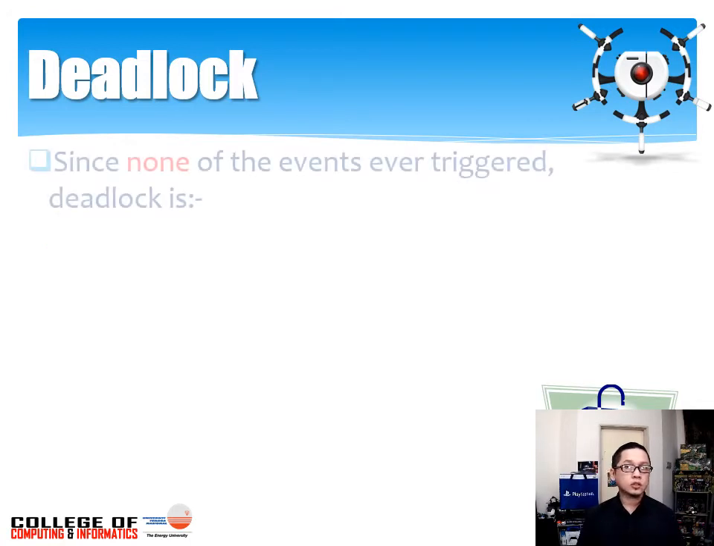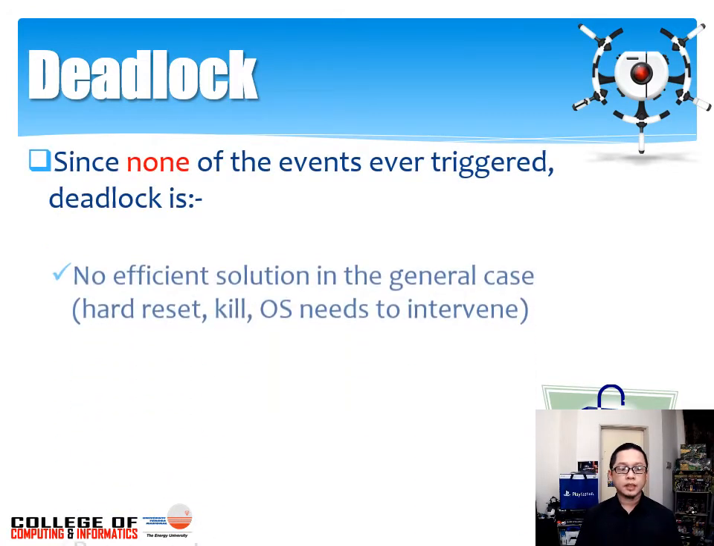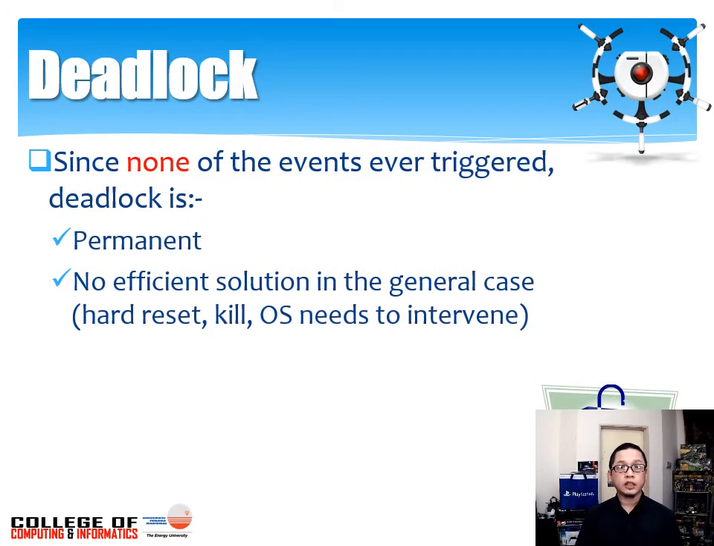So in the early days of the operating system, because deadlock is happening and none of the events that processes A, B, and C were waiting for previously even occurred, when it happens, deadlock is actually permanent and there is no efficient solution in the general case during the early days of the operating system.